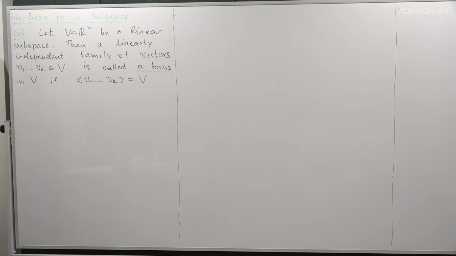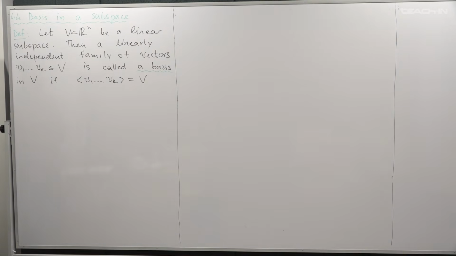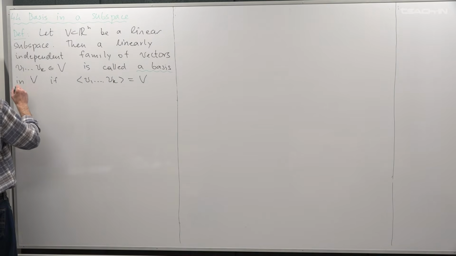So in other words, we can say that a linearly independent family forms a basis in a subspace if every vector from this subspace can be represented as a linear combination of vectors from this basis, from this family of vectors. So in this case, a family of vectors is called a basis. So let us consider some examples.